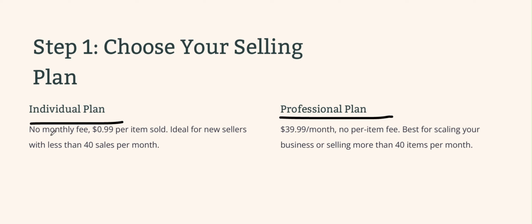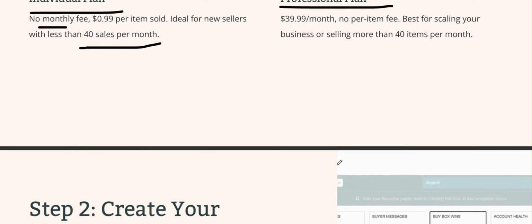In individual plan, there is no monthly fees, but you have to pay $0.99 per item sold. It is good for the new sellers who have less than 40 sales per month. And in professional plan, you do not have to give per item fees, but you have to pay monthly fees $39, and it is best for scaling business or selling more than 40 items per month.